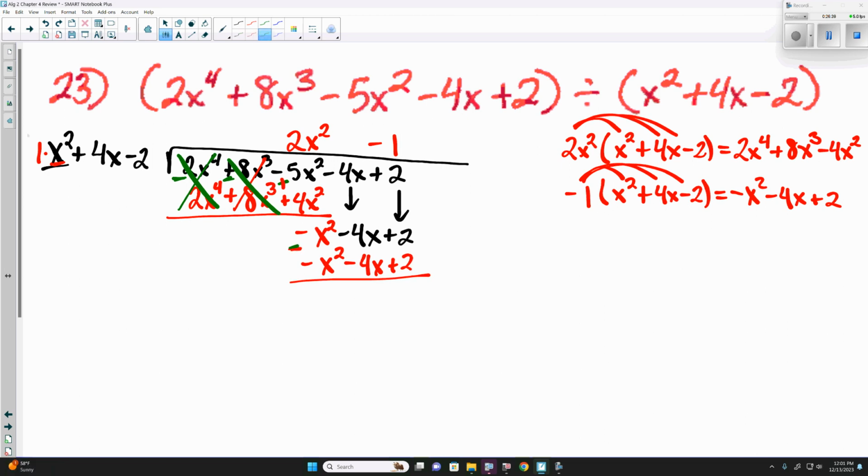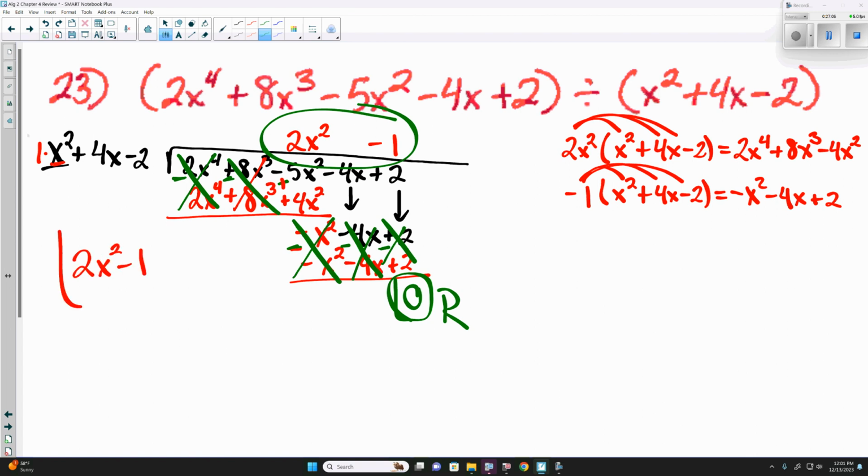And again, just like with the previous one, at this point here, we're going to subtract. Negative x squared minus negative x squared is 0. Negative 4x minus negative 4x, incidentally, is also 0. And lastly, our 2 minus 2 is 0. So that's telling us the remainder is 0. And this up here is our final answer. So our answer for 23 is 2x squared minus 1.